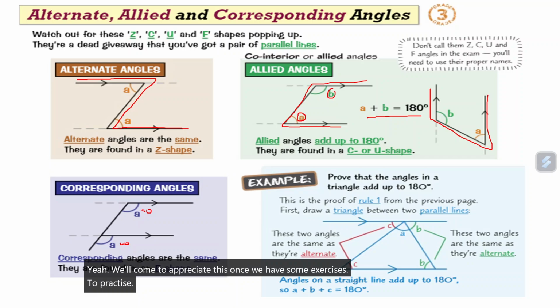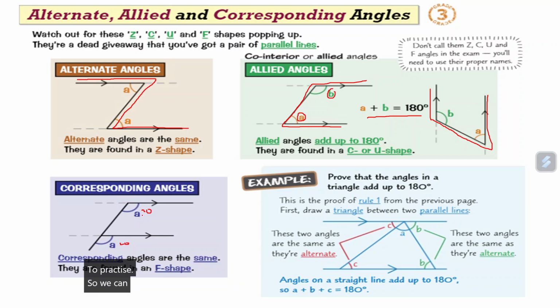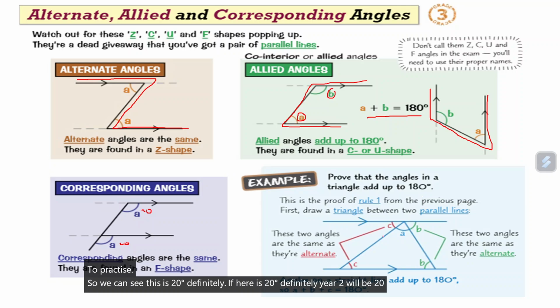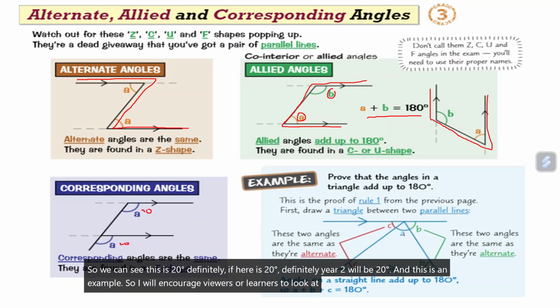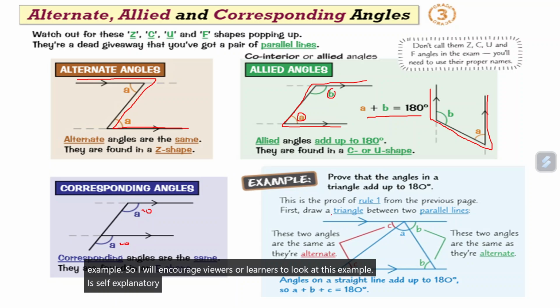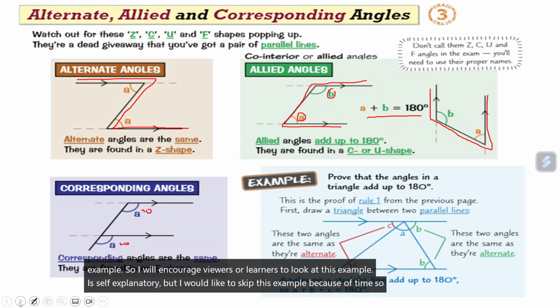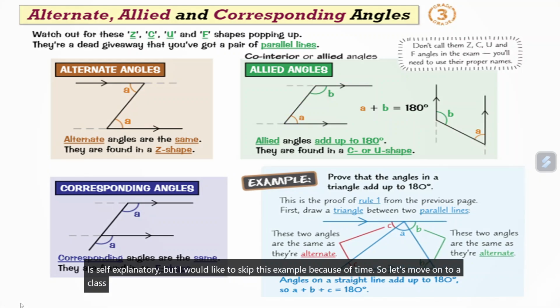So we can see this is 20 degrees definitely. If here is 20 degrees, definitely here too will be 20 degrees. And this is an example. So I will encourage viewers or learners to look at this example. It is self-explanatory, but I would like to skip this example because of time. So let's move on to a class activity.